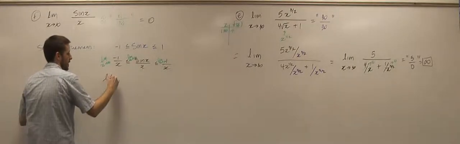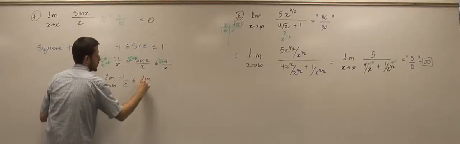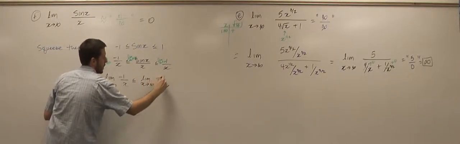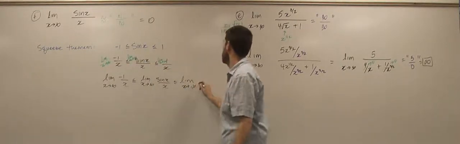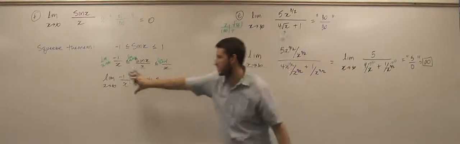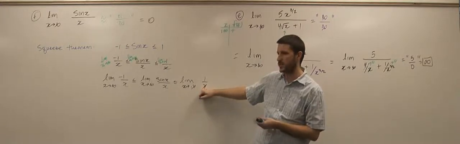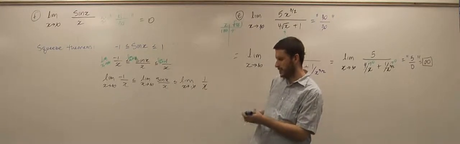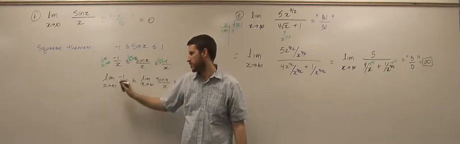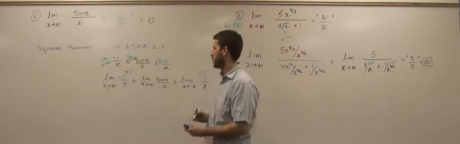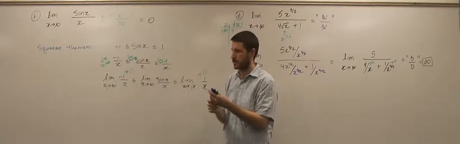So you have the limit as x goes to infinity of negative 1 over x is less than or equal to the limit as x goes to infinity of sine x over x is less than or equal to the limit as x goes to infinity of 1 over x. And you know these are established. Right, what's 1 over x go to as x gets huge? 0, right? 1 over infinity, that's 0. And what's negative 1 over x go to as x gets huge? Still 0. So sine x over x as x goes to infinity must be 0 because it's sandwiched, squeezed between the two.